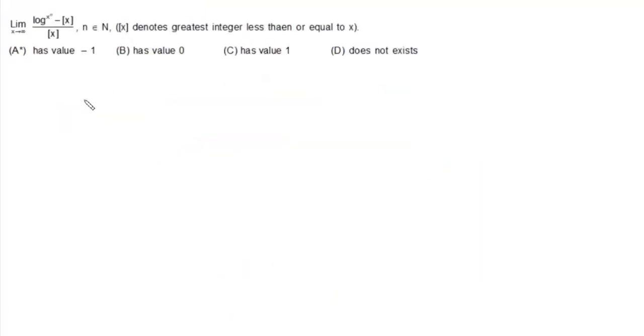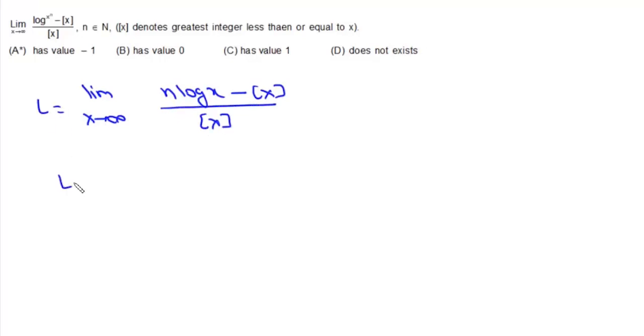Now here the question is, we need to solve this limit, which is limit x tends to infinity of log x to the power n, which is n log x, minus greatest integer function of x, upon greatest integer function of x. Suppose this is limit L. Now this L is limit x tends to infinity. We write this as n log x upon greatest integer function of x minus 1.